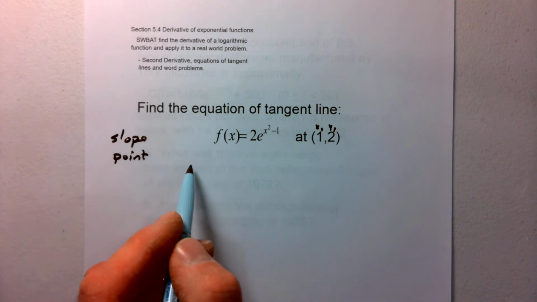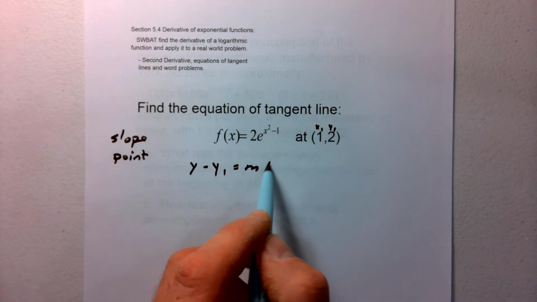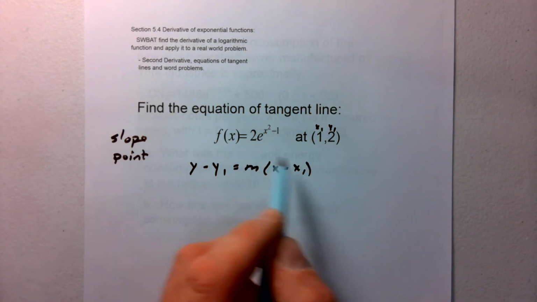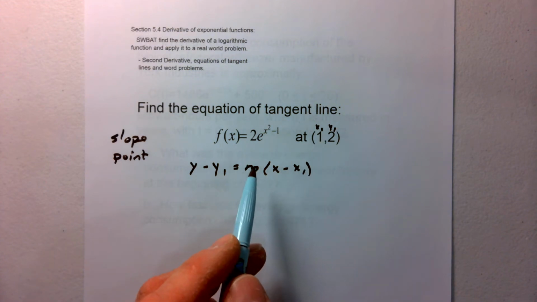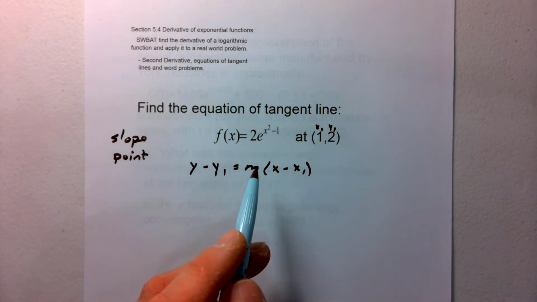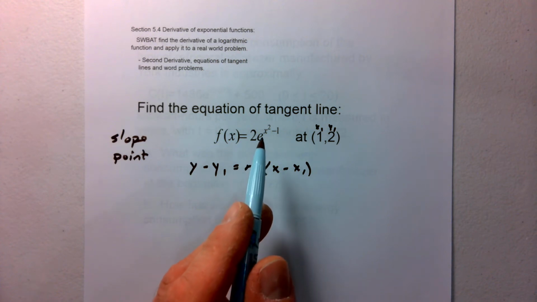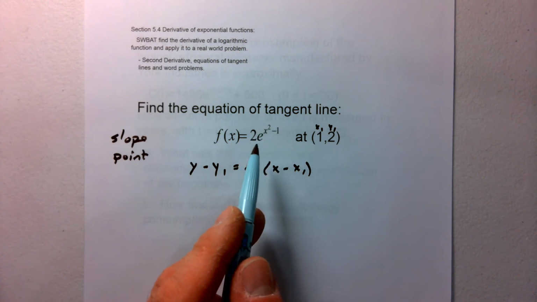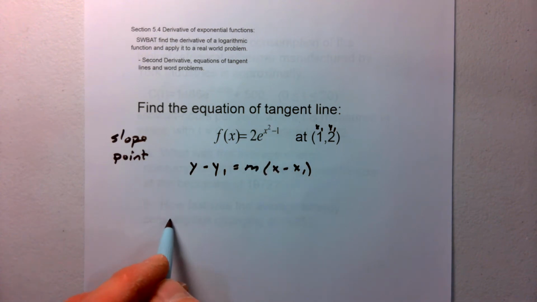The equation of the tangent line is y minus y1 equals m times x minus x1, equation of a line there. So we know y1 and x1, don't we? All we need to do is know what m is. Remember what m is. What is m? M is our slope. Slope of the equation of the tangent line. That's going to be finding our derivative.